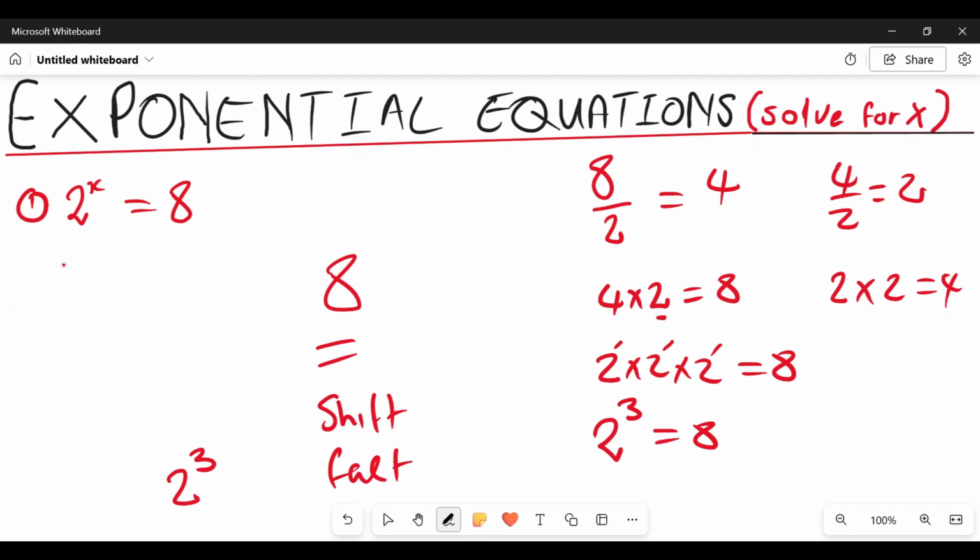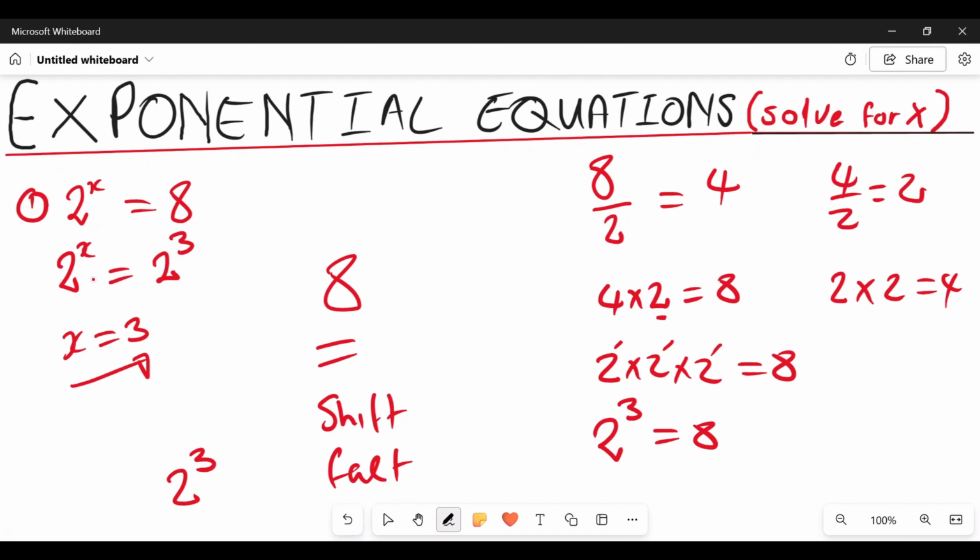If you continue here, you're going to write 2 to the power of x, which is equaling 2 to the power of 3. Remember, we just explained that 2 to the power of 3 is the same as 8. Since the bases are the same, we can equate the exponents. We can say x is equaling 3. Guys, do not forget, whenever you solve for x, you try by all means to make sure that the bases of these numbers are the same.